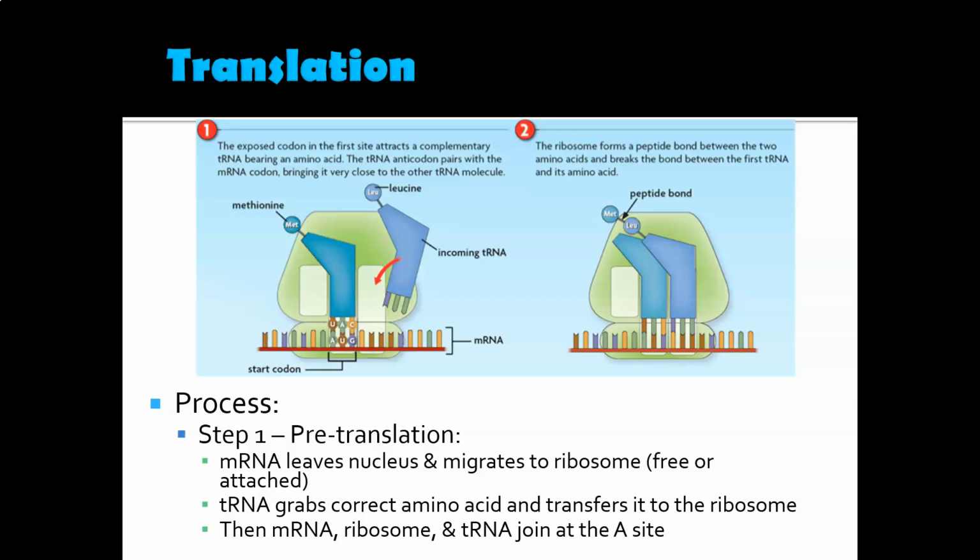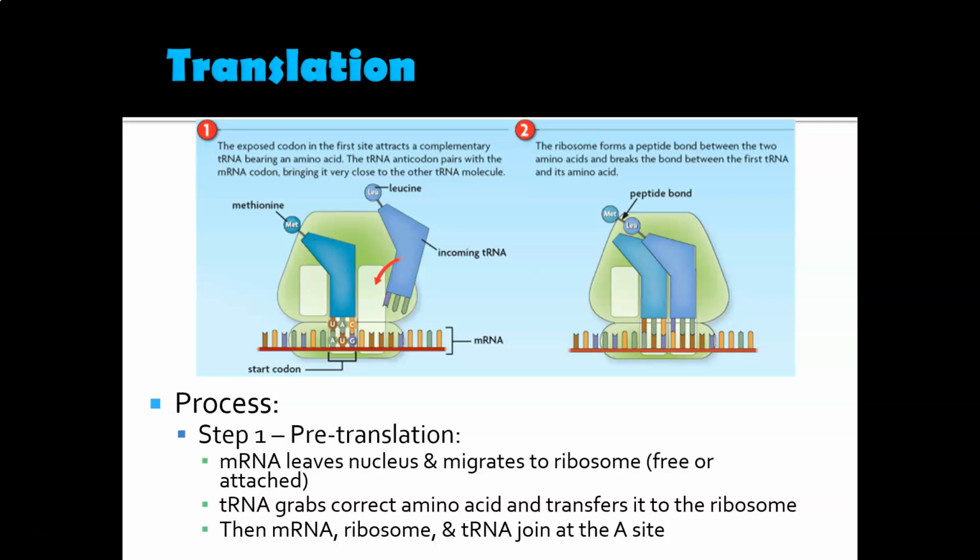It needs to migrate to a ribosome, either a ribosome that's freely floating, depending on if I'm going to be using that protein somewhere in my cell, or it goes to the rough ER and attaches to a ribosome that's there, if it is something that needs to be packaged into a vesicle for my cell to use, or if its ultimate destination is to be exported from that cell and be used somewhere else in the body.